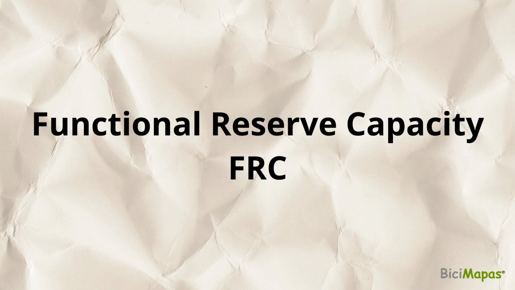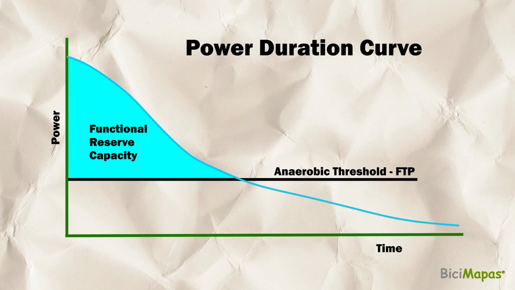Functional reserve capacity, or FRC. It is the total amount of anaerobic energy, or anaerobic capacity, you have above FTP before you fatigue. Think of it as a battery for hard efforts. A higher FRC means you can attack and recover faster.